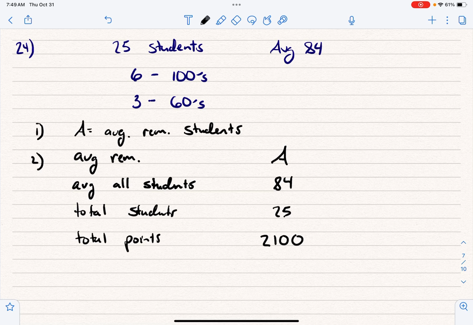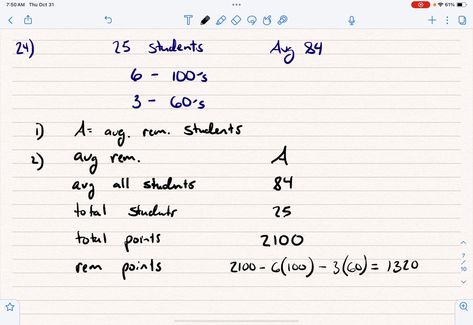But then we've got to look at the remaining points, because we've got to take care of these ones that we're taking out. And so that'll be 2,100 minus 6 100s and minus 3 60s. So 2,100 minus 600 would get us down to 1,500. And then 3 times 60 is 180. So 1,500 minus 180 is 1,320. So that's the remaining points after we take out the people who are on the top and the people who are on the bottom.